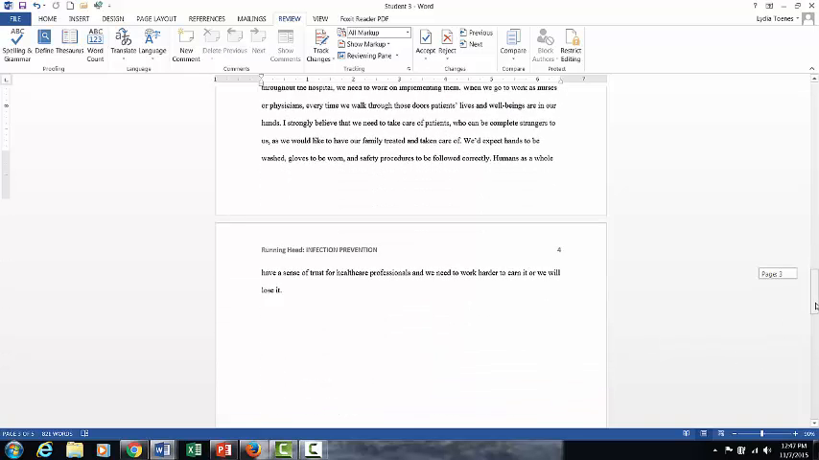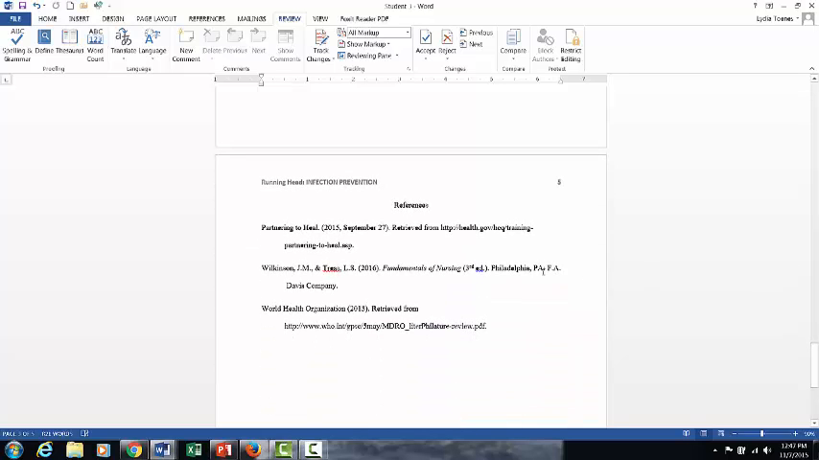References. This is good here that the student titled it with references. The only thing wrong is that it's not bolded. These need to be in alphabetical order, which the student did. However, do you see here, this is the published date.